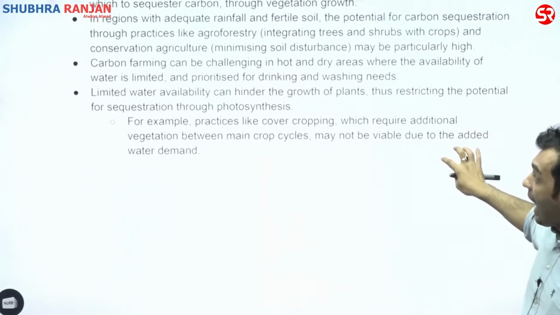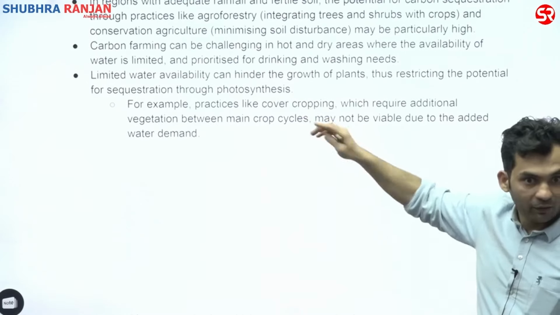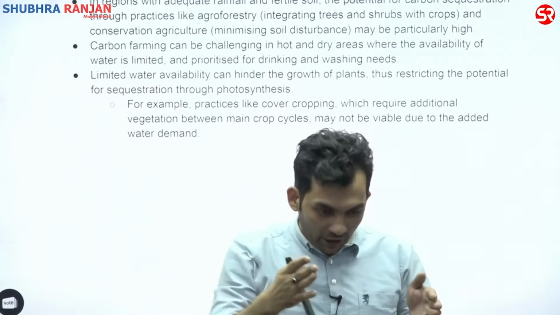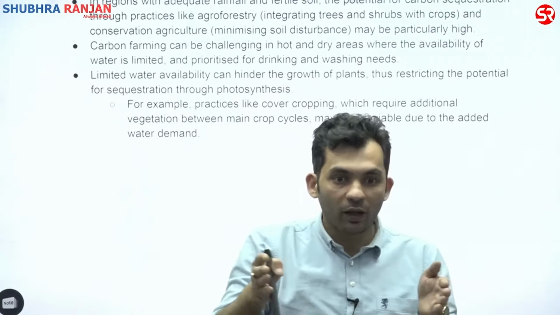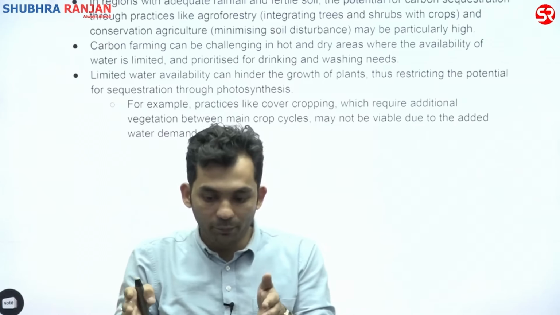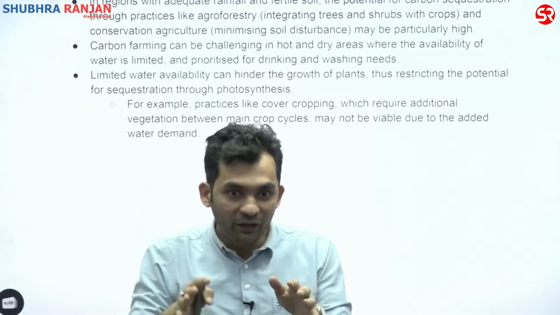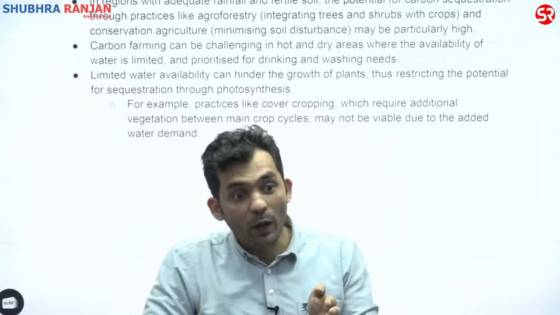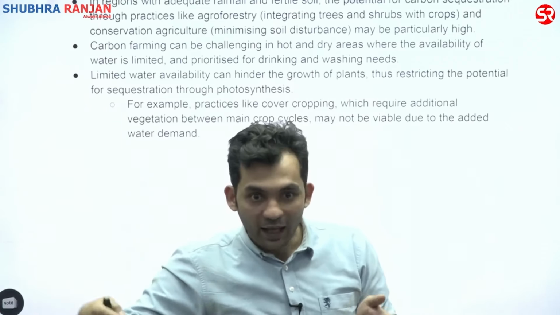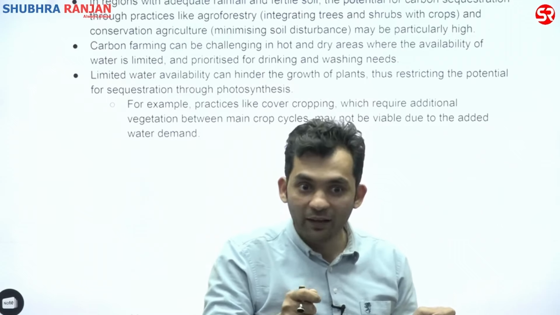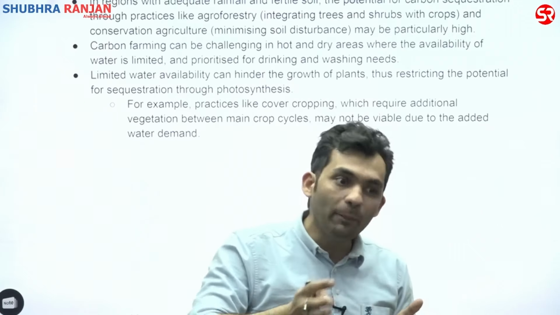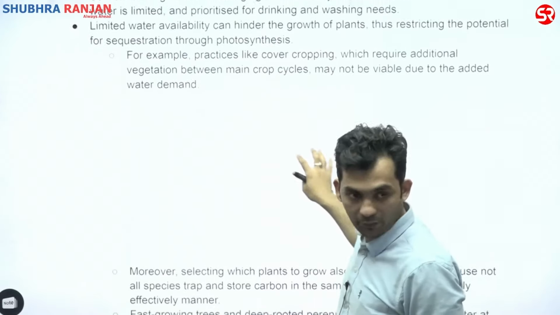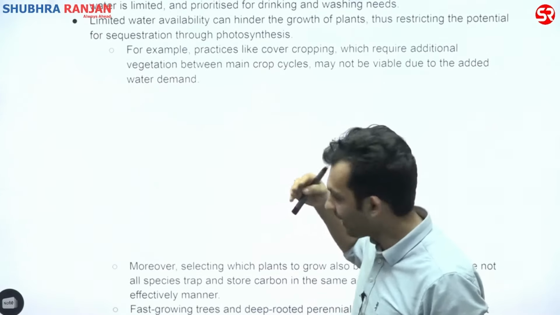Okay. The practice of cover cropping. You know what cover cropping is? It is where there are multiple rows of agriculture produce, and they work in an integrated manner. This would also require more irrigation and better irrigation practices. Again, if the conditions are dry or the environment is humid, it becomes hard to practice carbon farming in those areas.